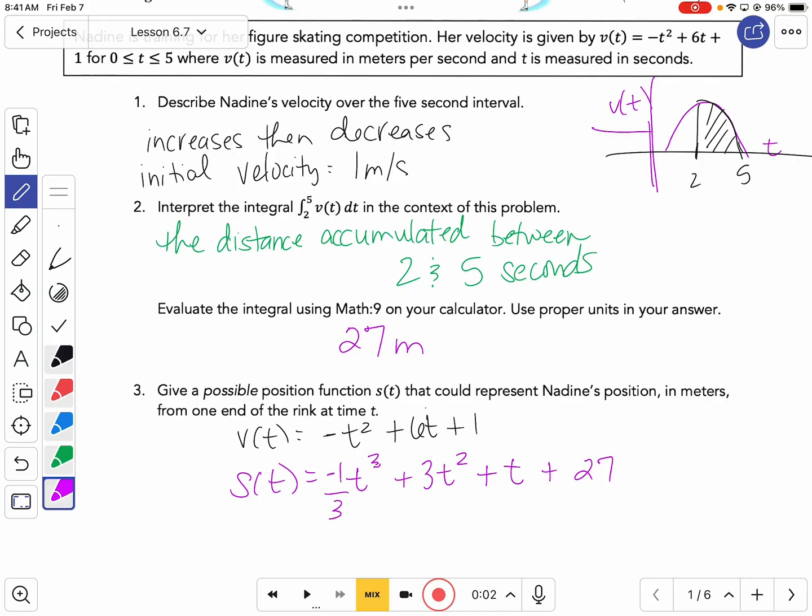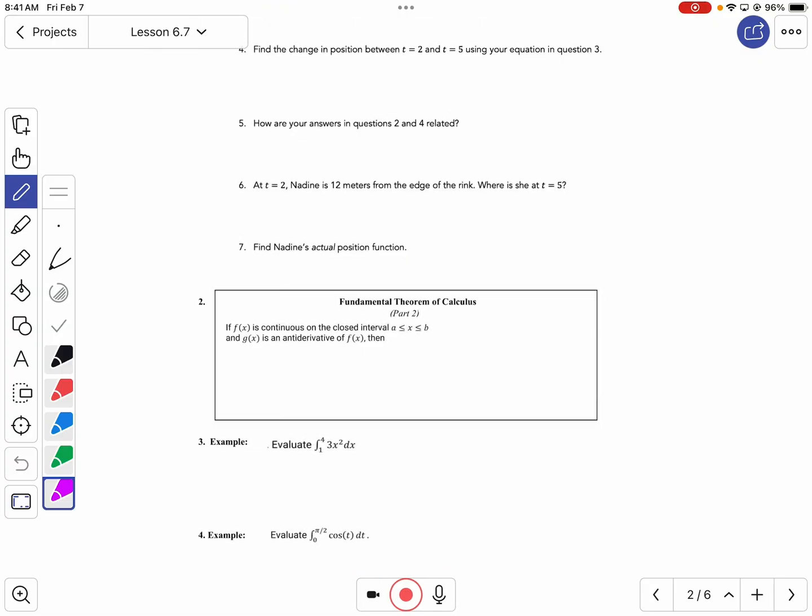So just pick a number, because it doesn't matter. If we take the derivative of that number, it would be 0, so it would work. So those are our possibilities. Now, let's look at what it asked me to do next. And this is where things are about to get fun.